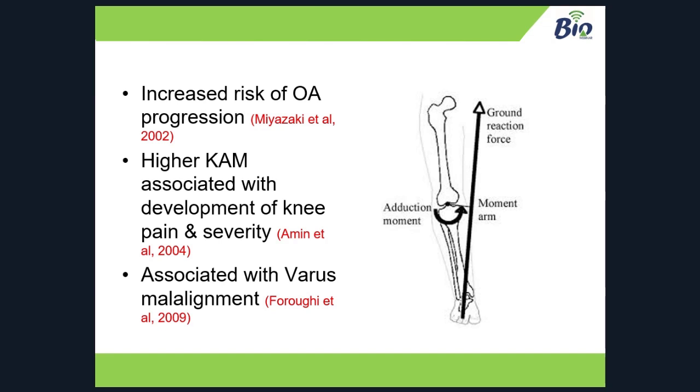So one of them, the first one there, showed that an increased knee adduction moment increases the risk of osteoarthritis progression. Another one there said that the higher knee adduction moment is associated with the development of pain, but also the severity of that pain as well. And also the paper there found that a greater knee adduction moment was associated with a varus malalignment. So that's again that typical bow-legged John Wayne type stance. Now there's just a few papers there. Some of them are quite old. There's lots of research on this.